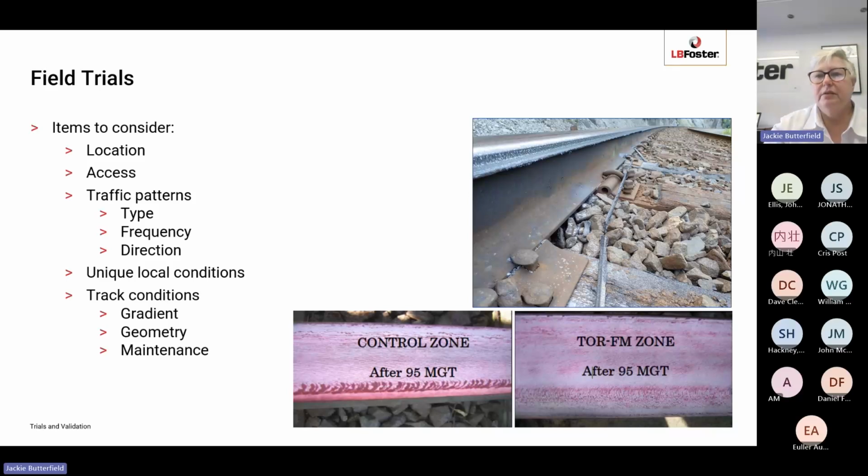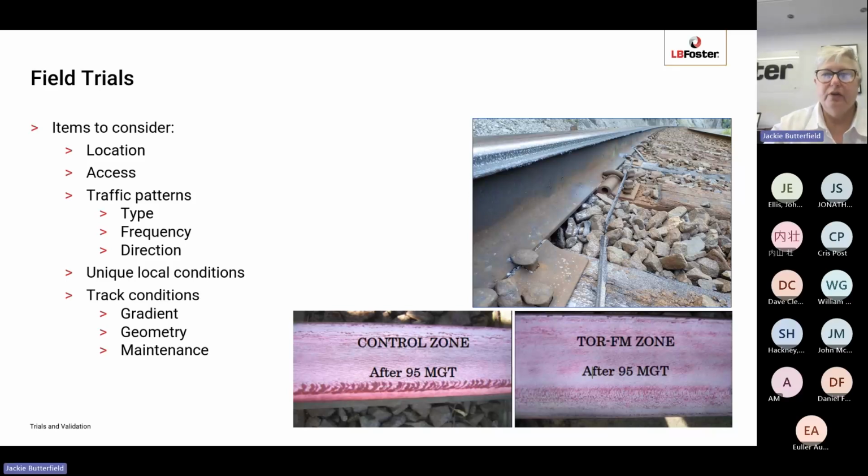What types of vehicles are running? Are they transit? Are they freight? Or is it a mixture of traffic? What's the frequency of traffic, or the number of axle passes per day, or the tonnage passing over that site? What is the directionality of the track? Are there any unique local conditions that you need to take into consideration in terms of things like weather patterns, microclimate, particular geography? Is it in a deep cutting or an embankment?